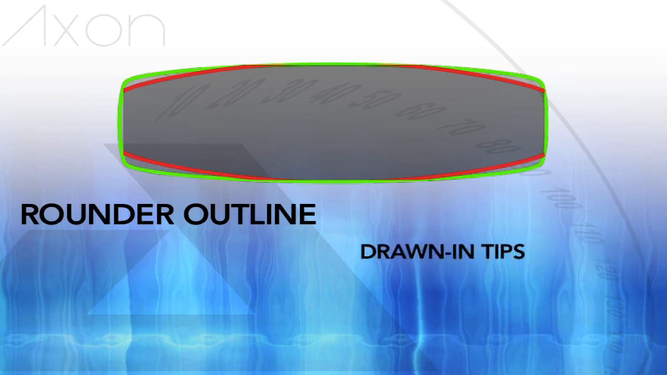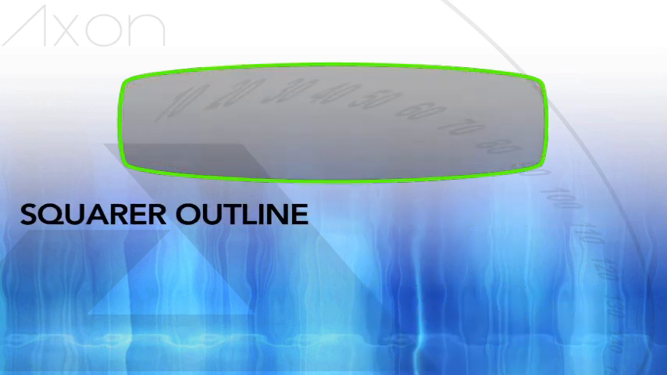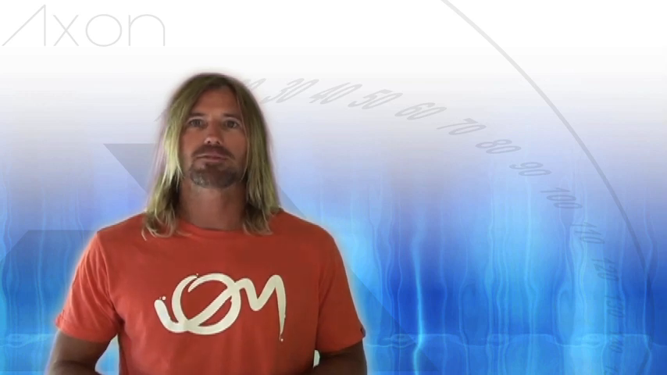This drawn-in section allows for more of a split-second movement off that back corner of the board to set up for tricks at a moment's notice. However, others like the powerful, locked-in feel of a square outline, as when you pop off that back heel-side fin, it feels almost like a snowboard stop, then explosion out of the water. Either way, wider outlines provide the power and stability needed for advanced riders to really push their riding level.